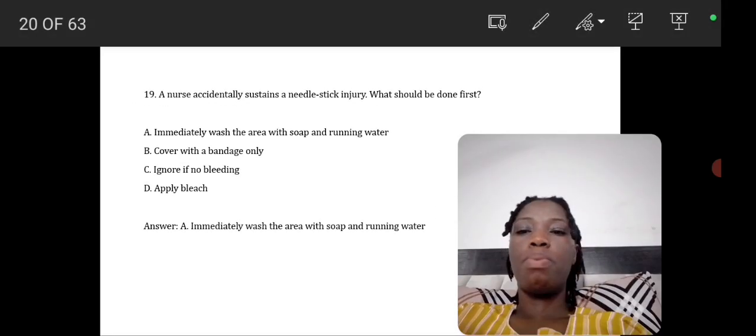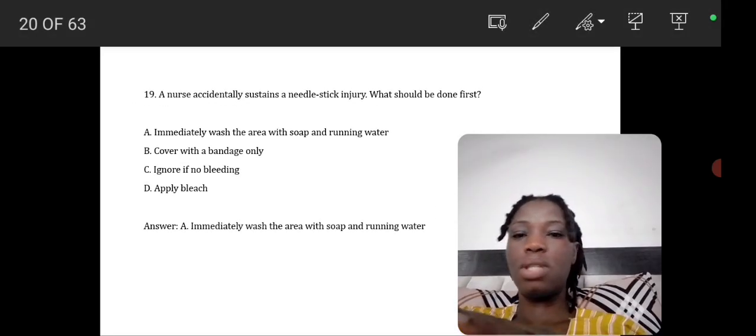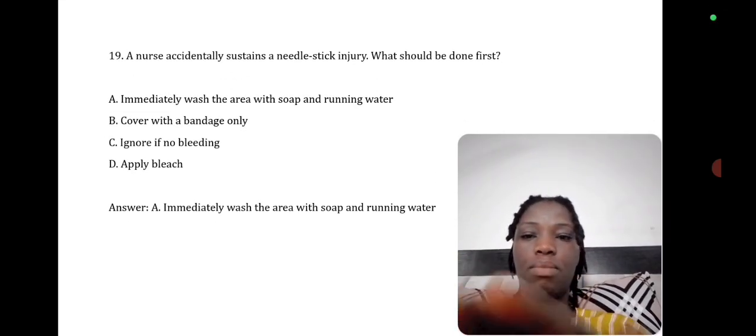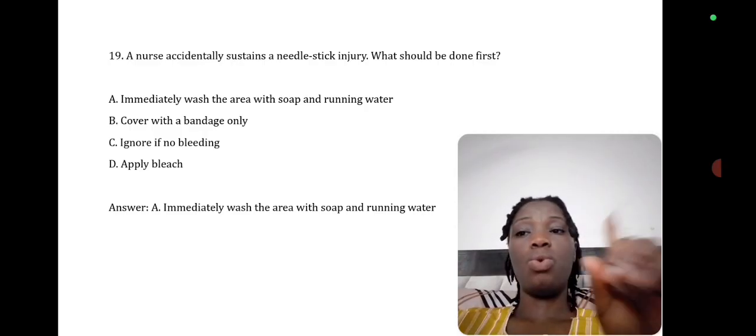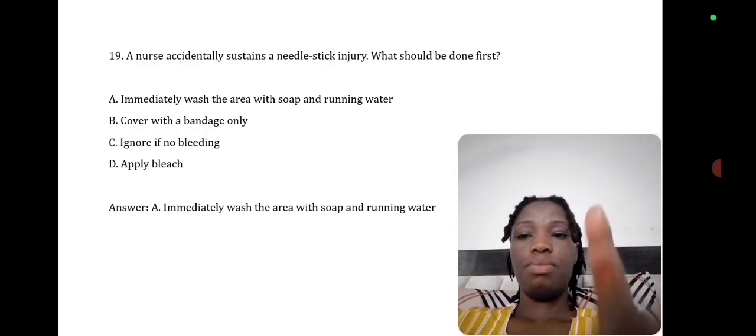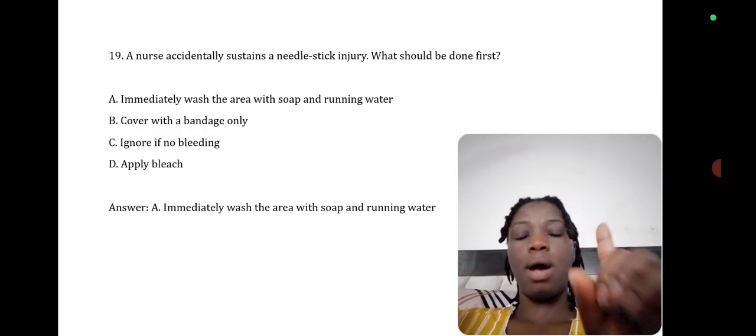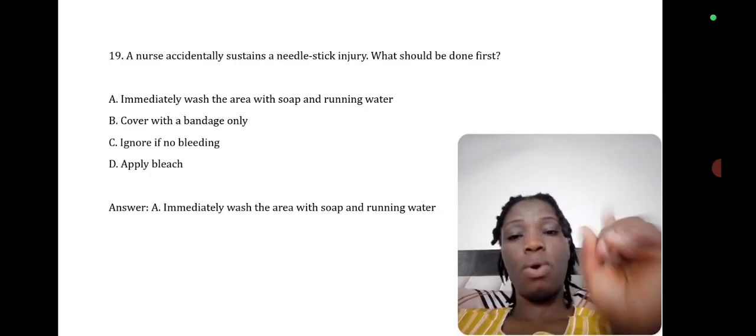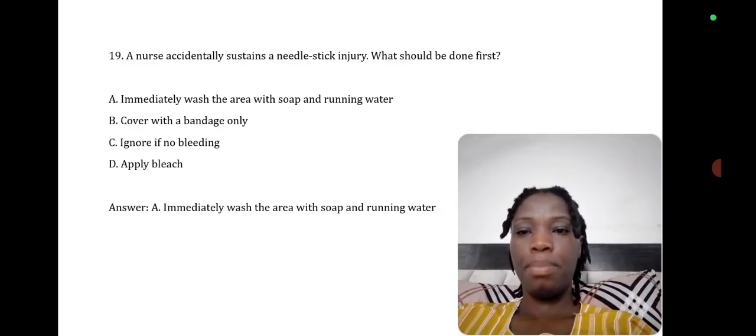Wet it, then put soap. Start washing it immediately. Just wash under running water. Don't press it. Just wash it. So that's what you do for a needle prick injury: wash with soap and water under running tap.